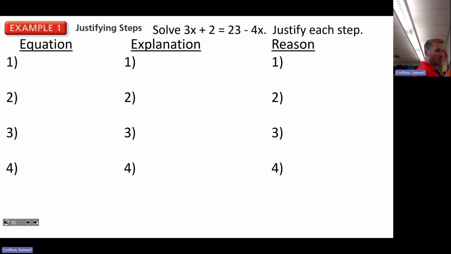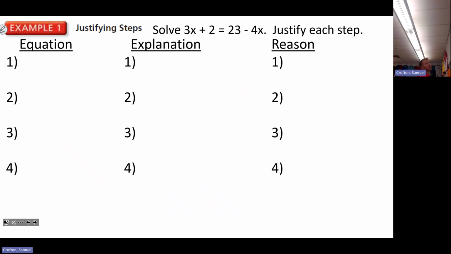So now let's see the format that we're going to be using to do these. And again, it's not about the final solution. It's about the journey. It's about how you get there. So we have this equation, 3x plus 2 equals 23 minus 4x. Justify each step in solving. And this right now is a 3-column setup where we have the equation, the explanation, and the reason.